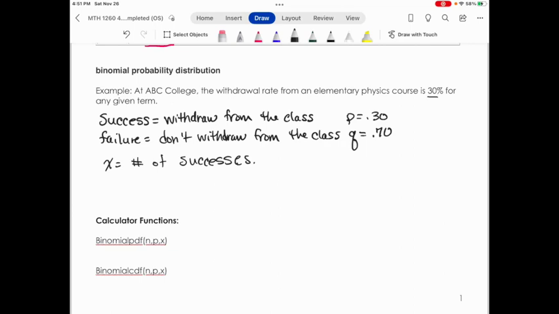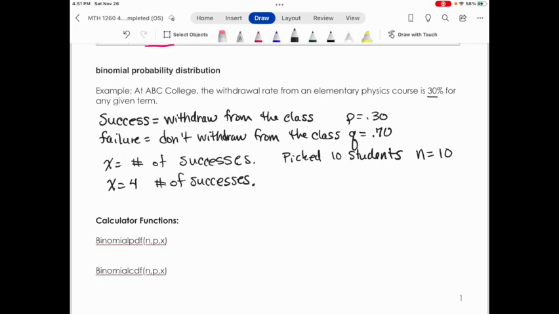Which in this case is the number of students that withdraw from class if you went around and picked a sample. So let's say I picked 10 students. So I would be doing 10 trials. Each time I pick a student and ask them, did you withdraw from class? That's a trial. So if I pick 10 students and ask each student if they withdrew, and let's say 4 of them said that they withdrew, then my X would be 4. It's my number of successes.